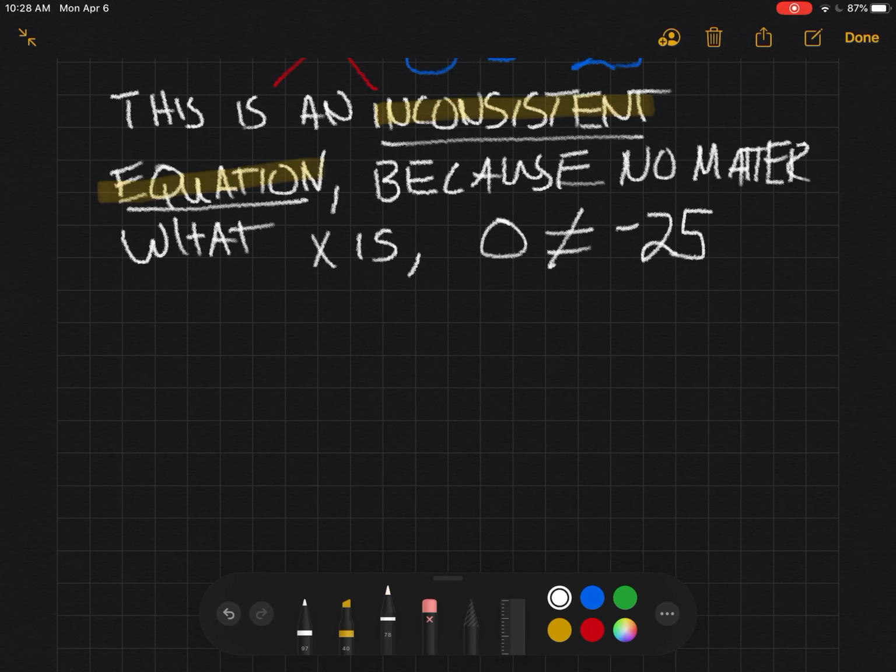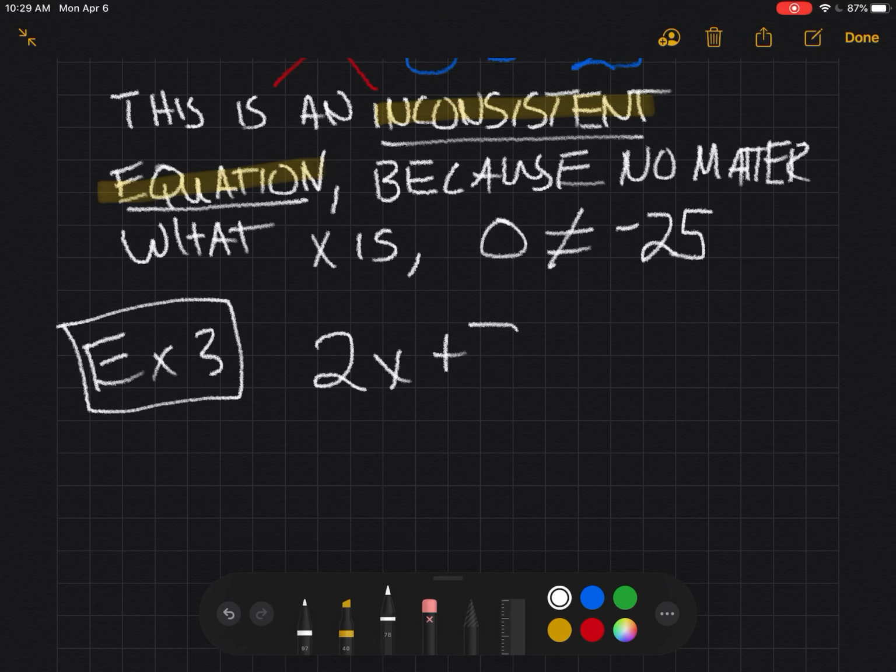All right, so those are the two strange cases, and you guys are probably trying to kill me right now. You're like, Sarah, just show me a normal equation. Just show me a normal one. Okay, so here's a normal equation. It's not inconsistent, and it's not an identity equation. 2x plus 7 is equal to 19.